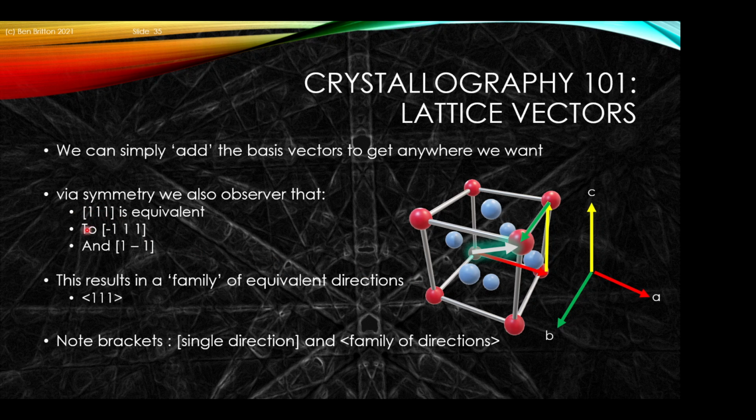So in the symmetry, the bonding that's present along the 1-1-1 direction is equivalent to the bar 1-1-1 direction, and effectively the 1 bar 1, and there should be a 1 over here. This results in a family of equivalent directions, and notice that we have specific bracket conventions. The single square brackets are individual vectors, and the pointy brackets are the family of vectors.